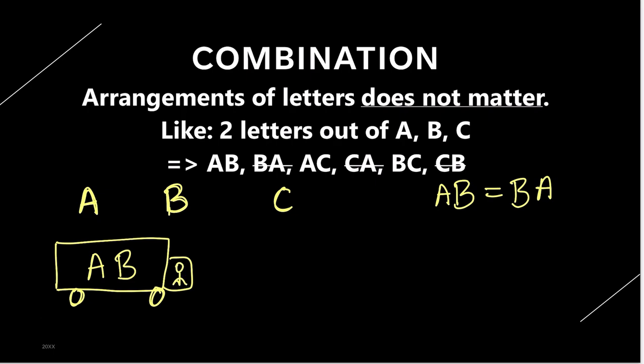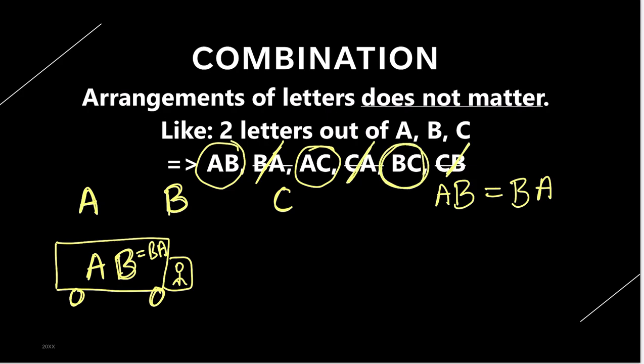Only two people have been chosen out of three and they have been put at the back of the truck. So AB is equal to BA. Whether we choose AB or BA, both are the same thing because they are just sitting in the truck. So AB and BA are the same thing, so we are striking out BA. AC and CA are the same thing, so we are removing CA. BC and CB are the same thing, so we are removing CB. So there are a total of three ways. So when the arrangement of the letters does not matter, then combination comes in, and the combination is three ways.